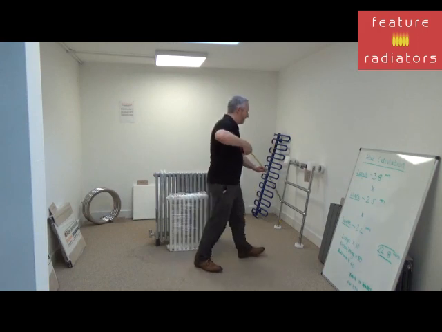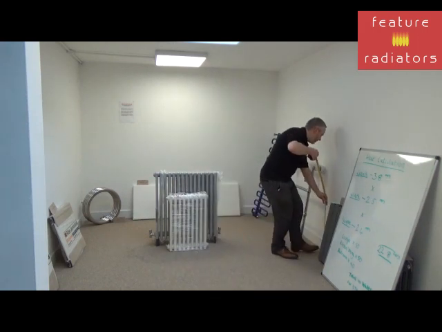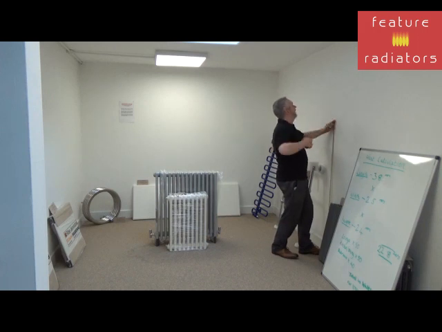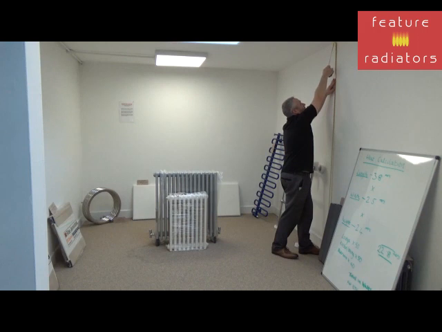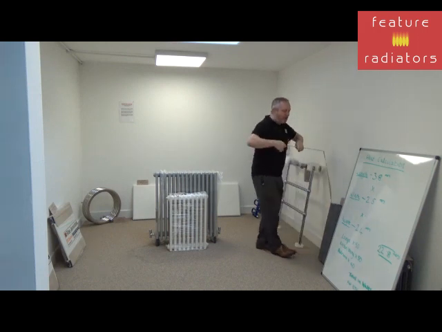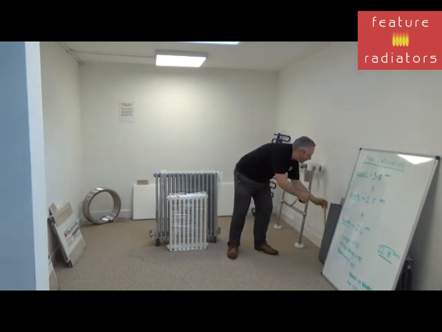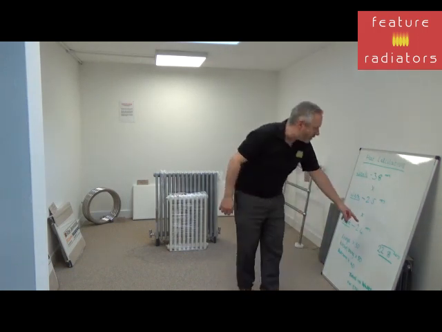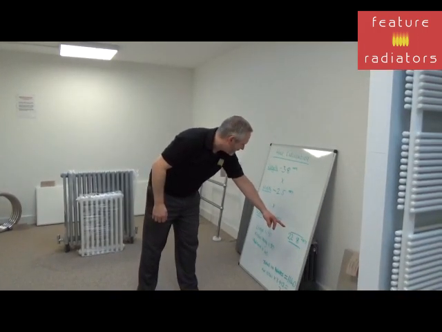And then we've got the height of the room as well. So if we just roll that tape up there to the top, and we've got a height of 2.4 metres. So once we've got those figures, we multiply them all together, and we get 22.8 metres cubed.